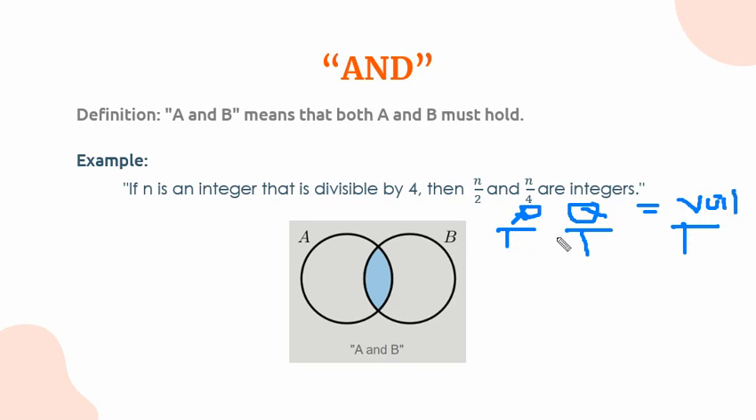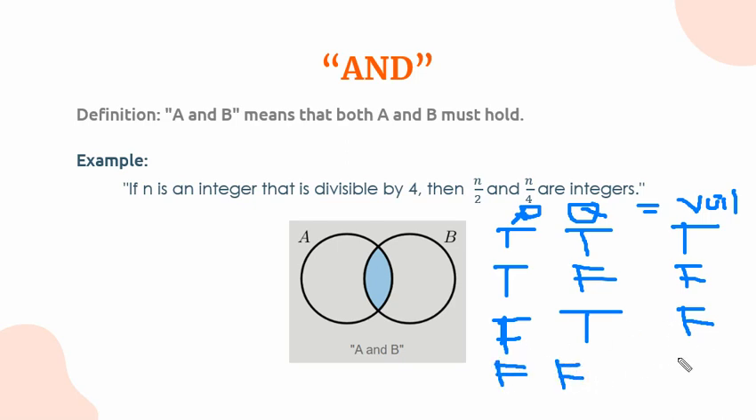All right, so if both of them are true, the value is true. If one of them is false, of course, the value will automatically become false. And if P is false and Q is true, again, if one of the values is false, it is still false. So if both are false, it is automatically false. So, this is called the truth table for the AND. Okay?